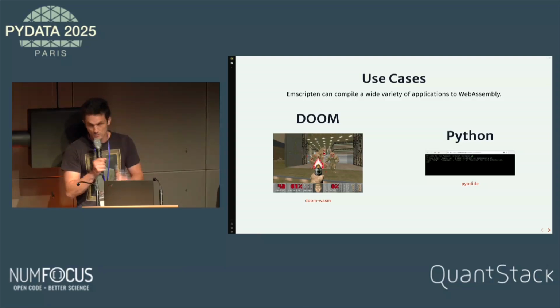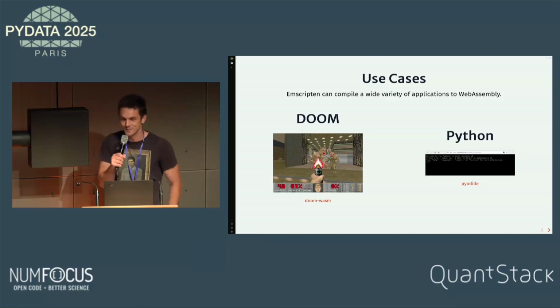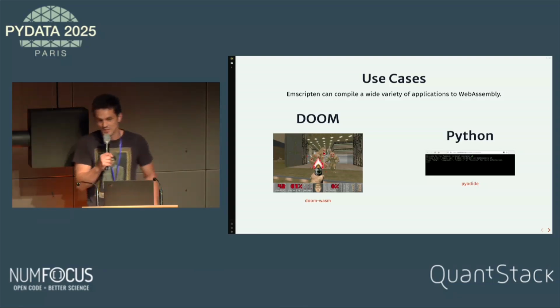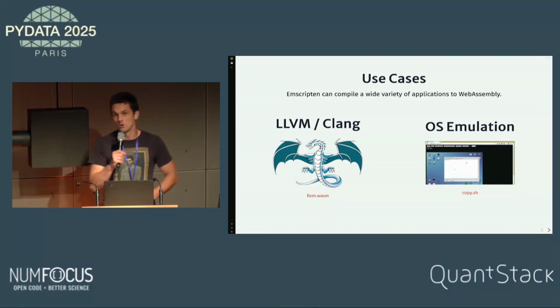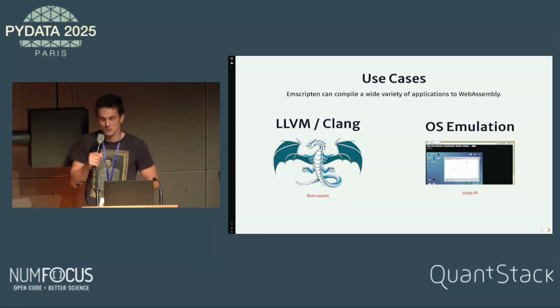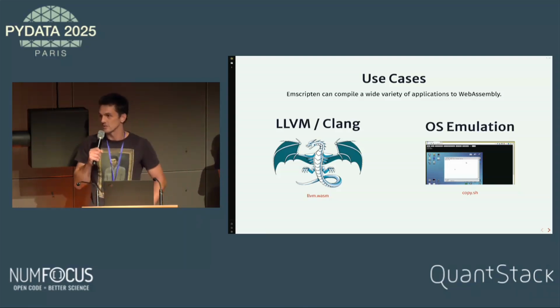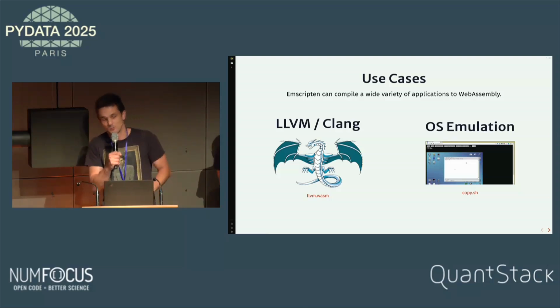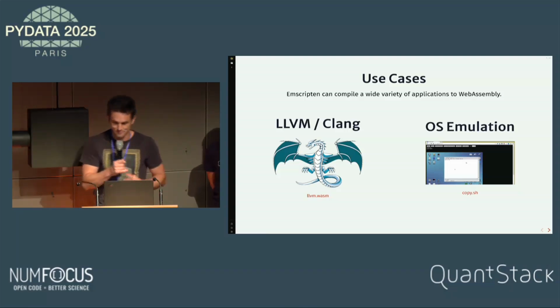What are the use cases? Obviously, if you compile stuff, the first thing you need to compile is Doom and run it in the browser. But there's also more useful stuff for some people, like running Python in the browser. PyData was the first to do that. Or you can go even crazier. You can compile Clang itself for the browser and run a compiler in the browser, or run a complete OS emulation in the browser. So you can run Linux inside a browser, and inside that Linux running in the browser, you can compile Clang and run that. So you can go quite deep.